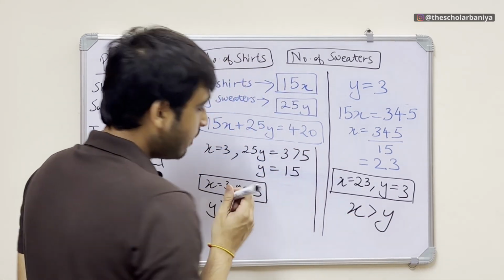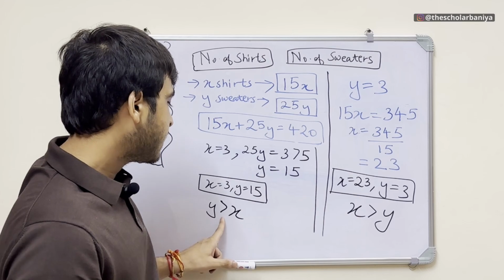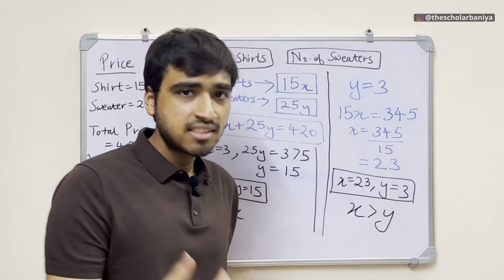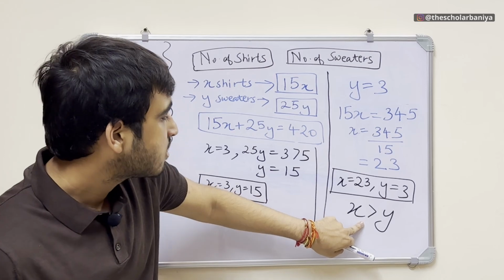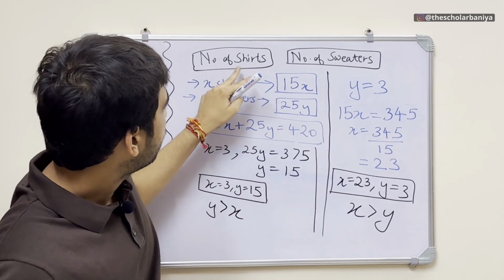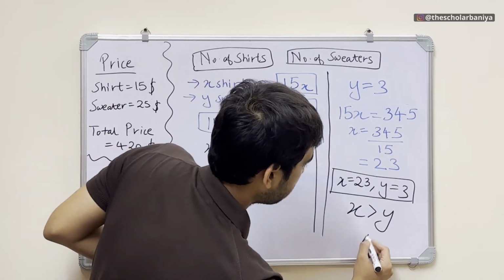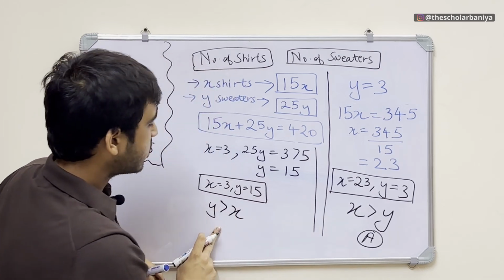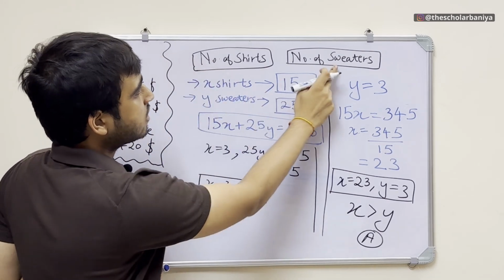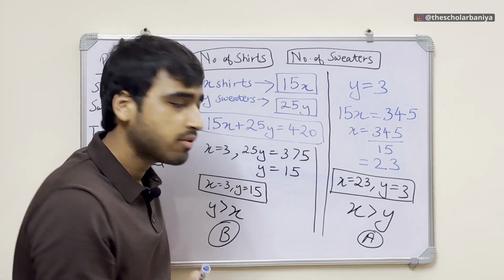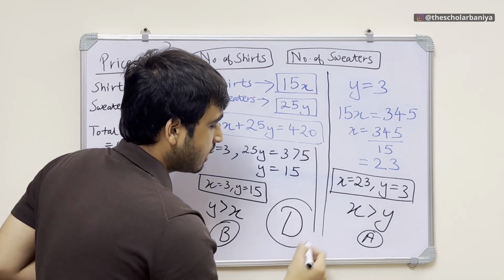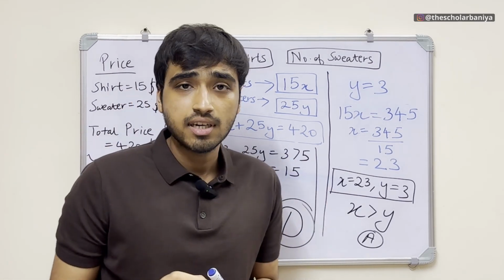So in one solution, we found that Y is greater than X. In the other, we found X is greater than Y. X is the number of shirts, so in that case the answer is A. In the other case, Y is greater, which is sweaters, so the answer is B. So sometimes the answer is A, sometimes the answer is B. So the final answer is D. I hope this is clear.